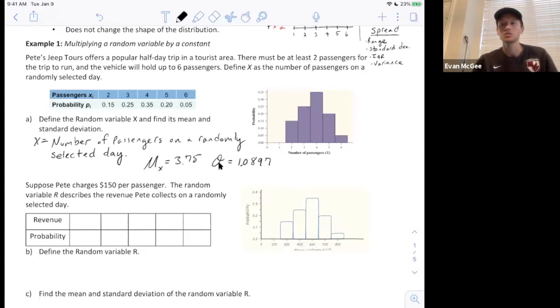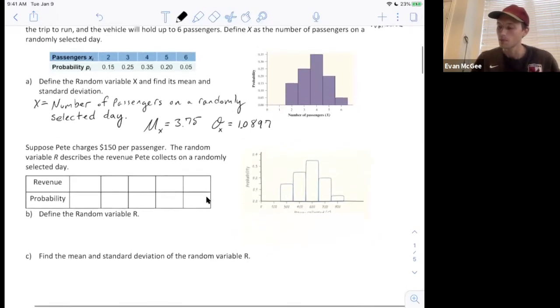If they asked us what the variance was, all we would have to do is square this value to find the variance. So we have our random variable x. Now we are going to conduct our first transformation. So suppose Pete charges $150 per passenger. The random variable r describes the revenue Pete collects on a randomly selected day.